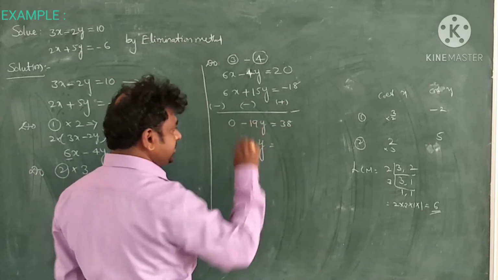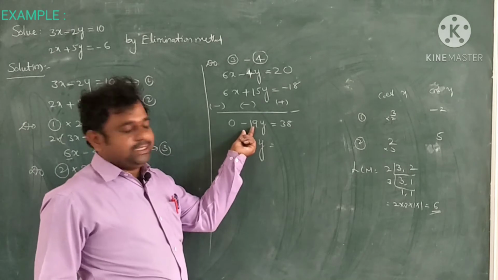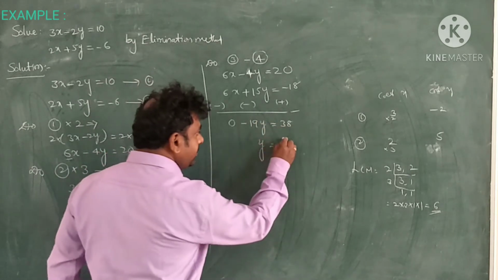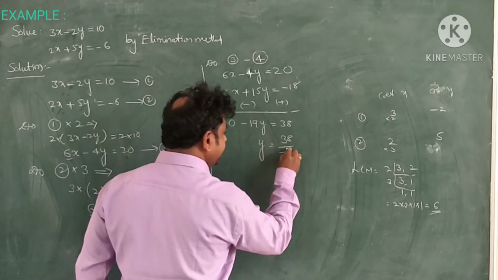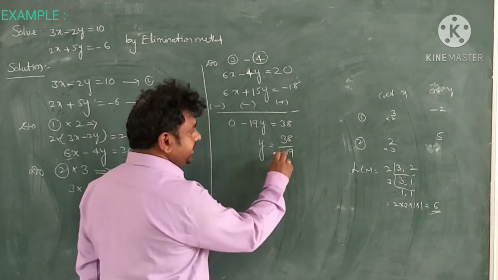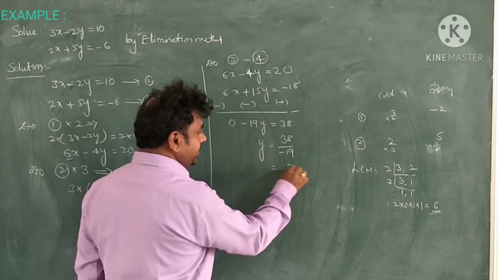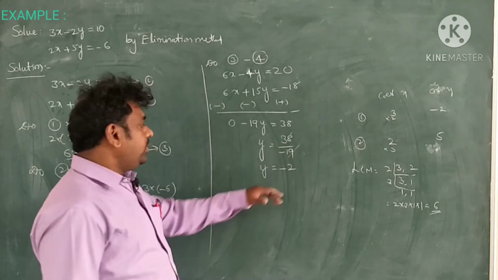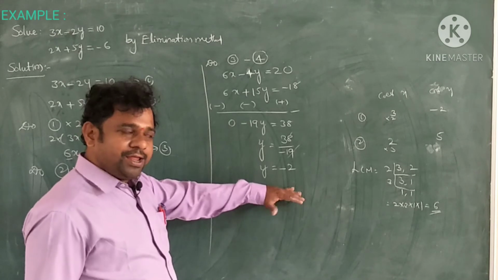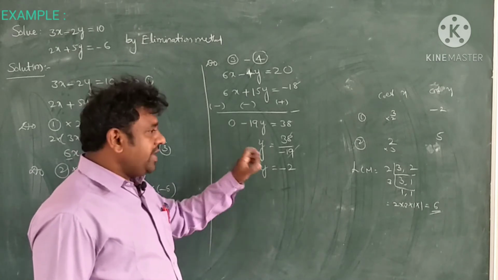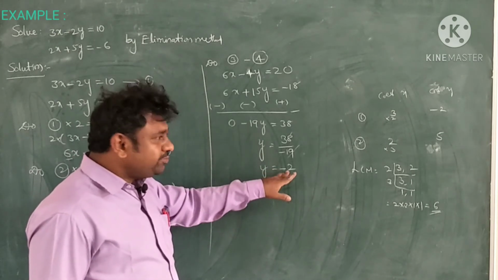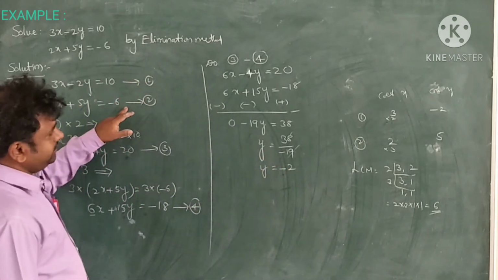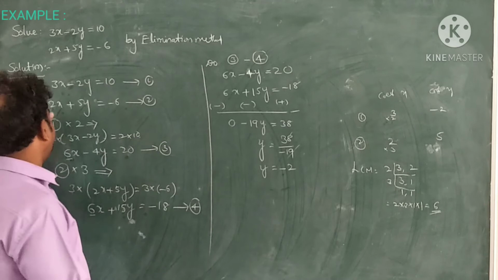Students, minus 19y equals 38. We should transpose the 19 to the RHS and divide. 38 divided by minus 19 gives y equals minus 2. Now we have the value of y. Now we can find the value of x by substituting y equals minus 2 in equation 1, 2, 3 or 4, whichever.